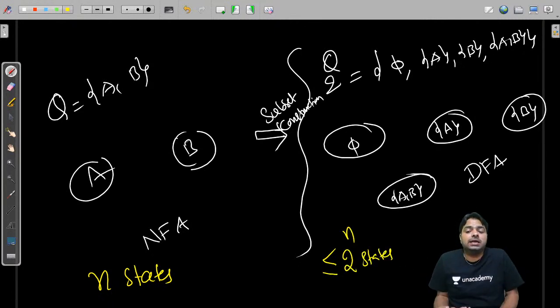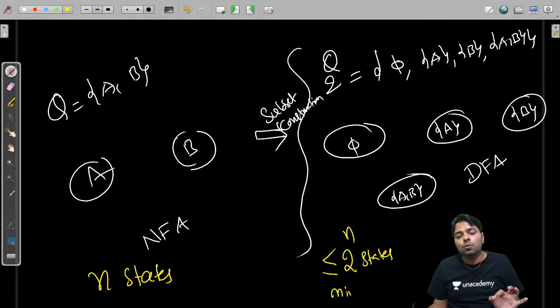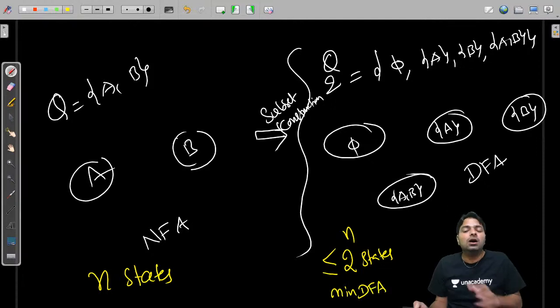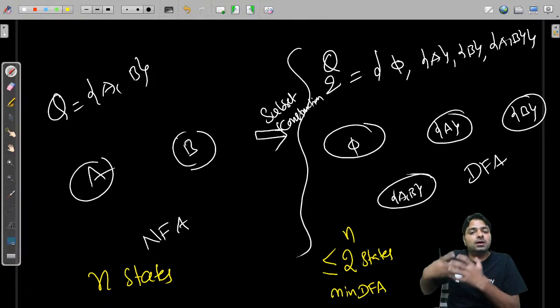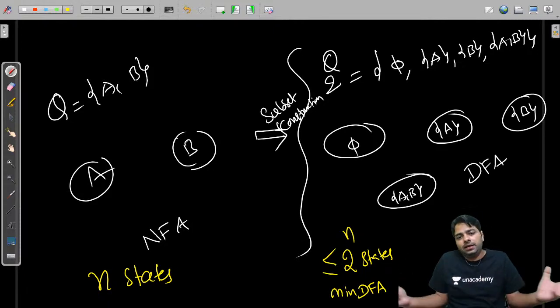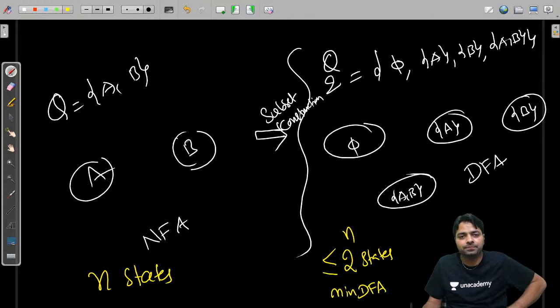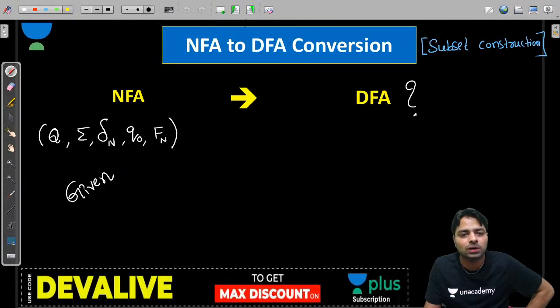We can always design a DFA with 2 power n states, but in the minimum DFA you may have either 2 power n or fewer than 2 power n, because all the subsets may not be useful in the minimum DFA. But a DFA can always be constructed with 2 power n states. I will talk about that theoretical point slowly, guys.